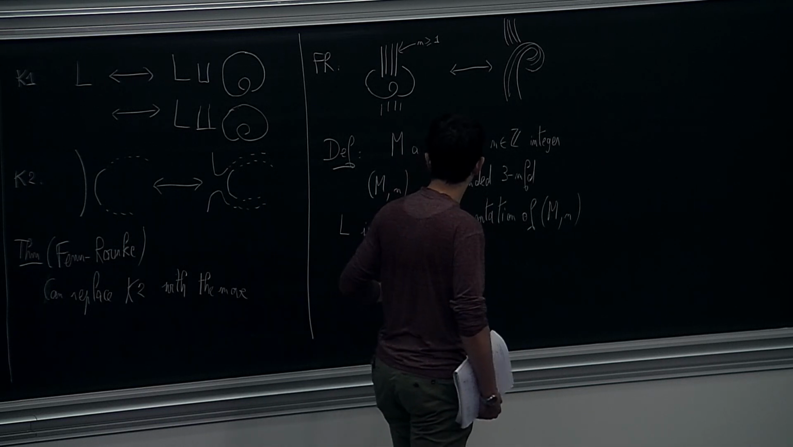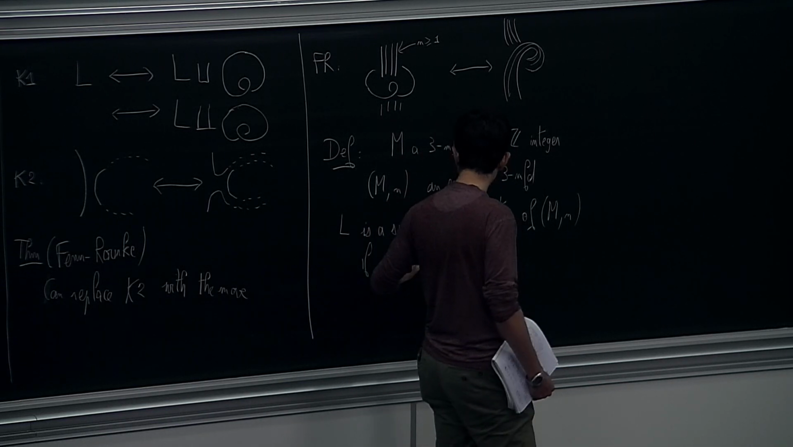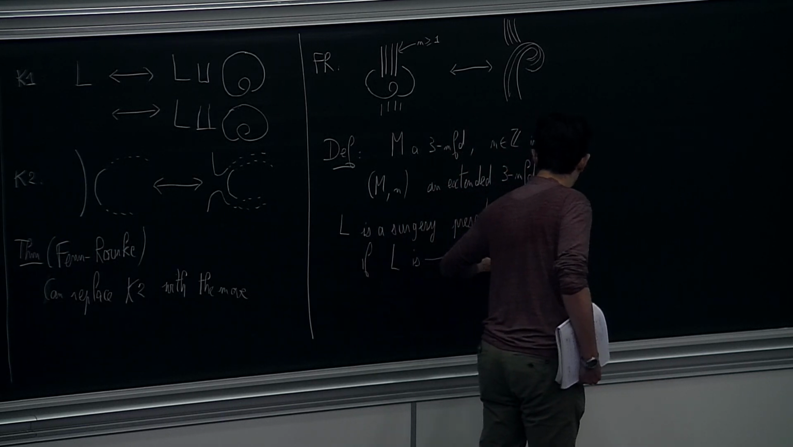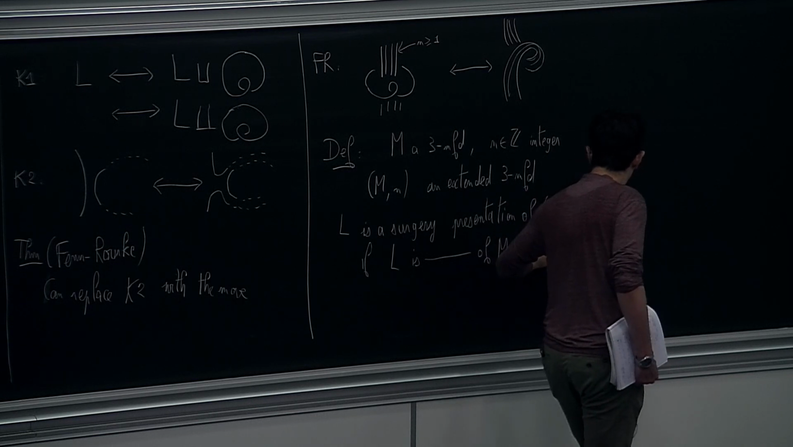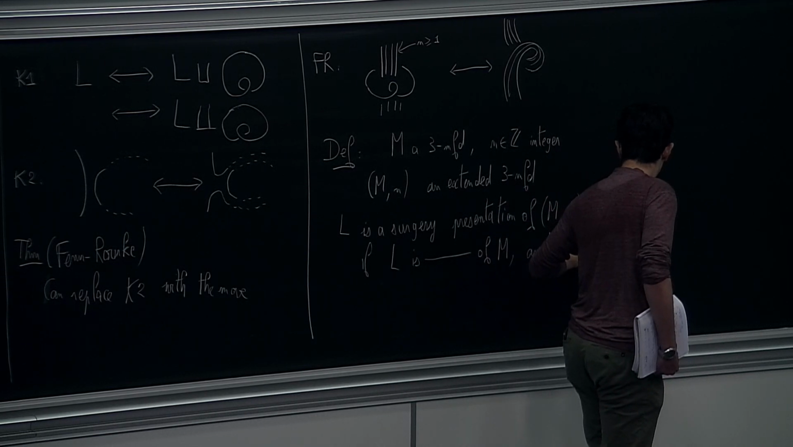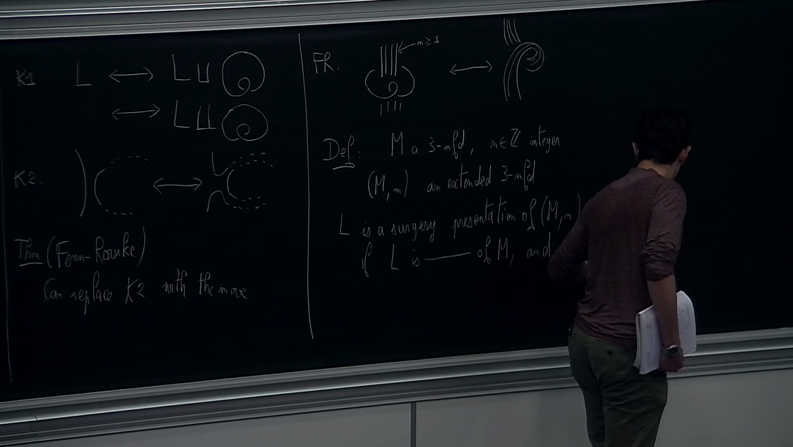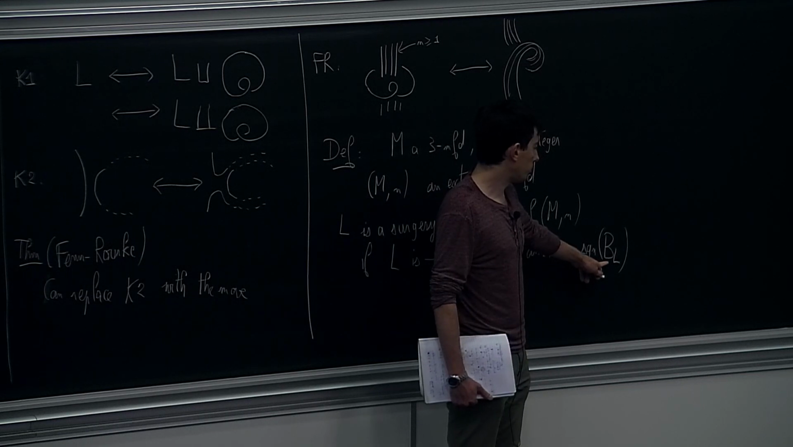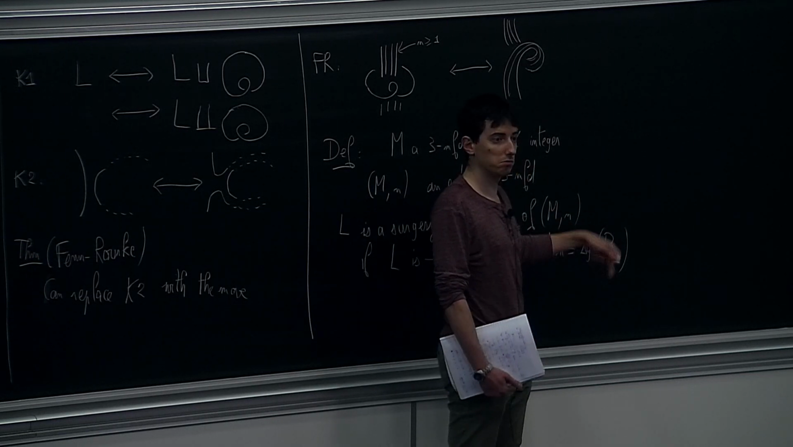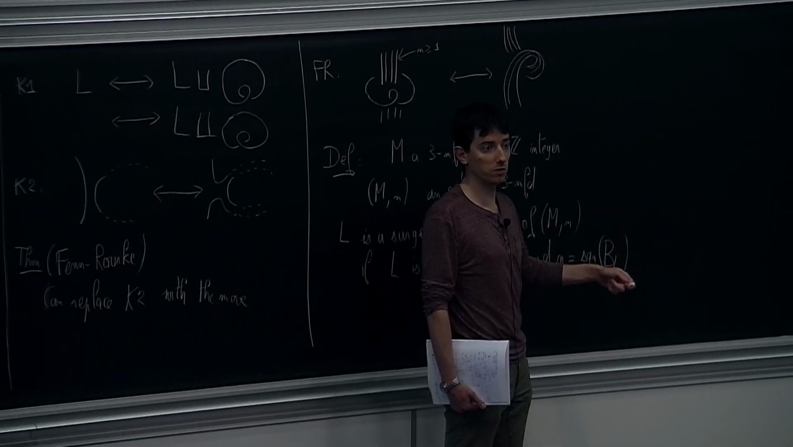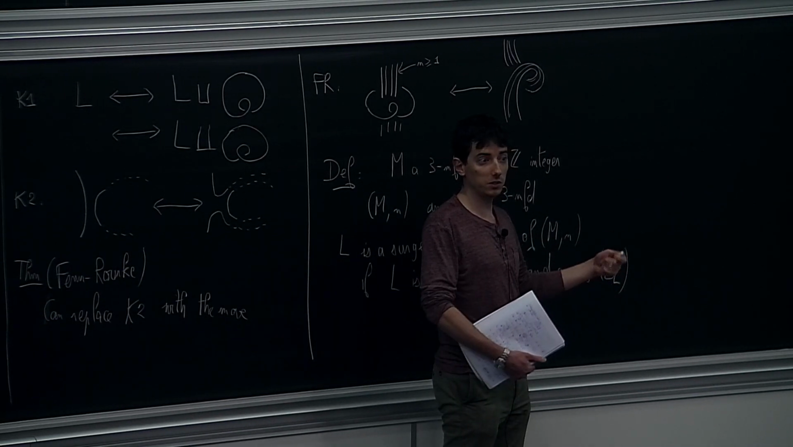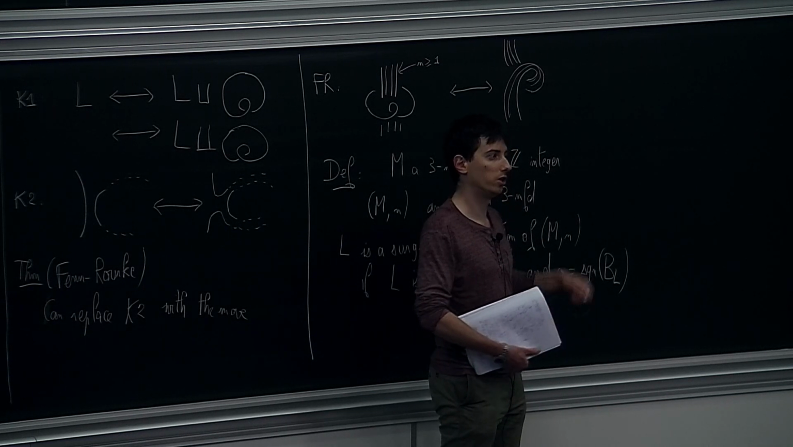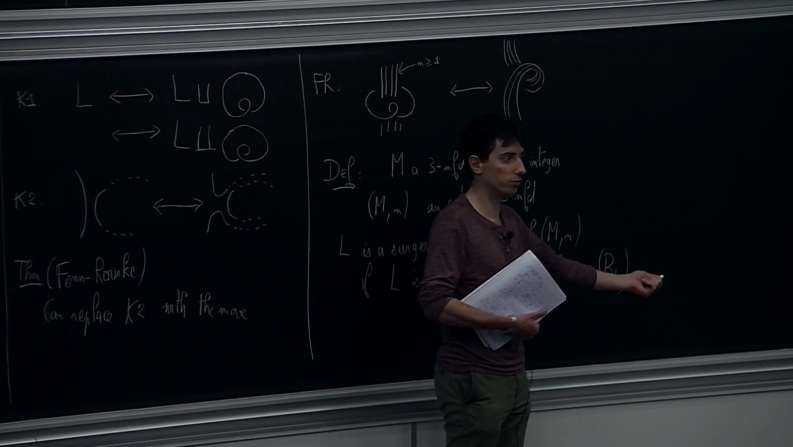If L is a surgery presentation of M, and N is the signature of the linking matrix of L. So the linking matrix of L is a matrix of size M by M, where M is the number of components of L. And its entries are the linking numbers between the different components of L. On the diagonal, you have the self-linking numbers.